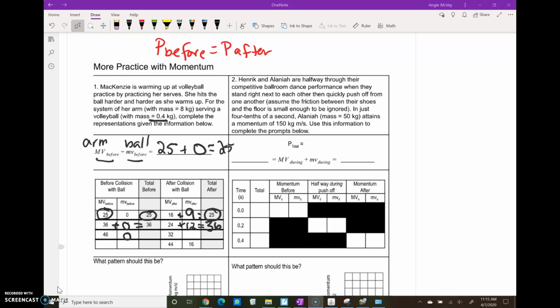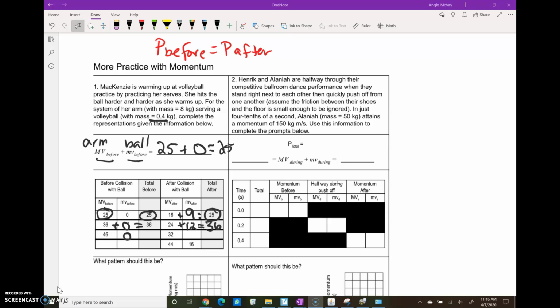Now this is weird. If you look down below, you've got capital MV and lowercase mv. And we need to figure out what the heck's going on, quite frankly. What we do know is that they're going to push off each other, and that pushing is going to take 4/10 of a second.